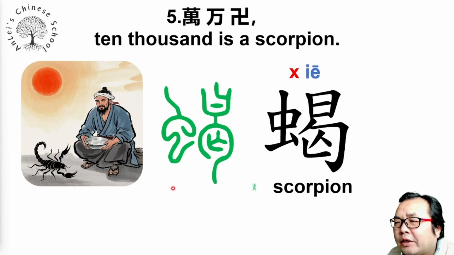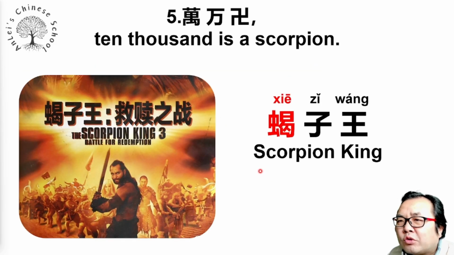We put the 虫 radical and the 丐 together, and we have 蝎, scorpion. These characters are under the sun. There's a beggar sitting over there. He was expecting something, but nothing but a scorpion. So we have to work very hard. And this is a movie, Scorpion King, 蝎子王.